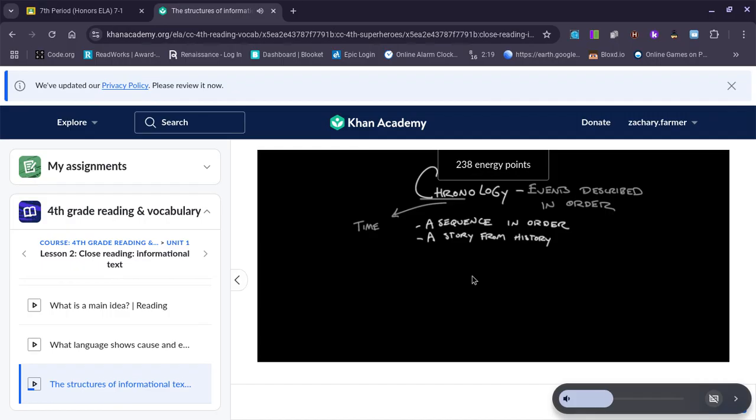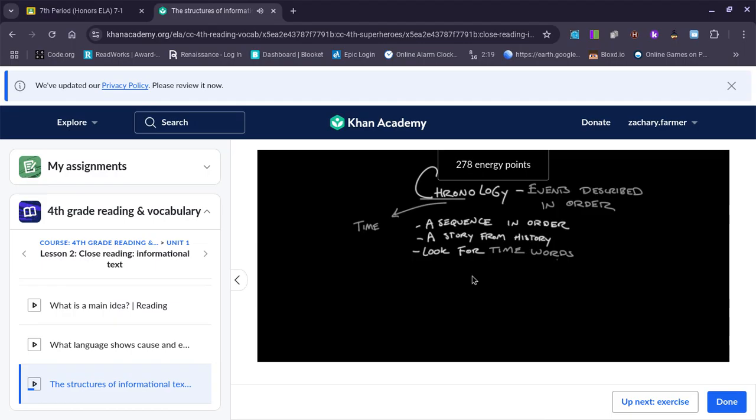And to that end, you can generally identify this text structure by looking for time words like first, or last, or finally. So a chronological account could be the history of the origins of modern-day pizza in 19th century Naples, or a step-by-step recipe for making pizza dough. Here's an example of the chronology of ordering pizza. This is how you order pizza.